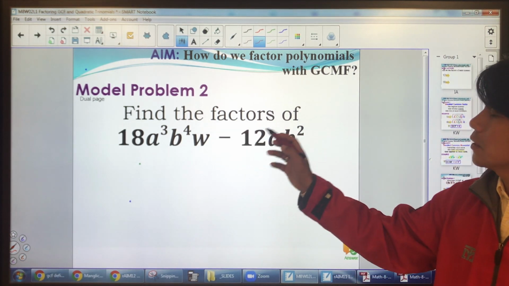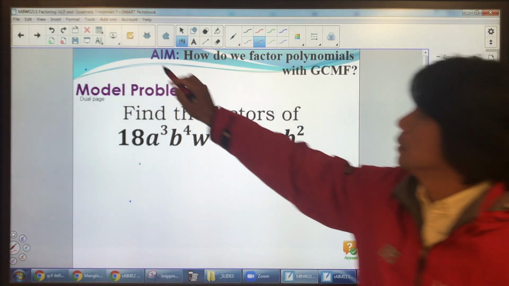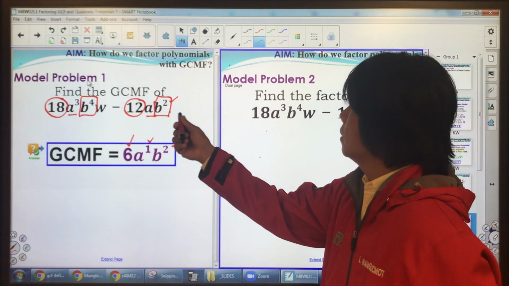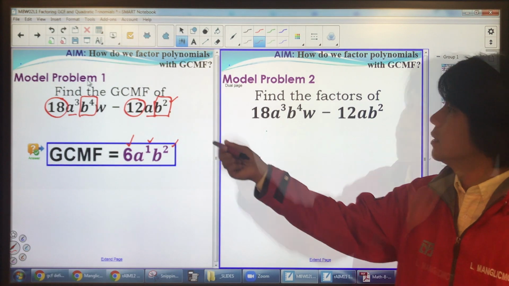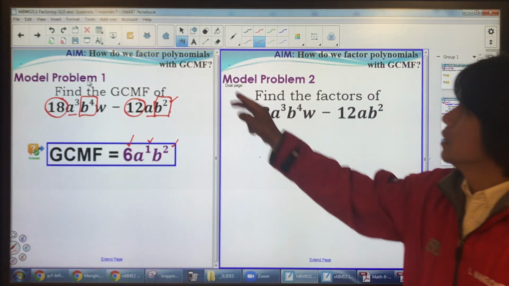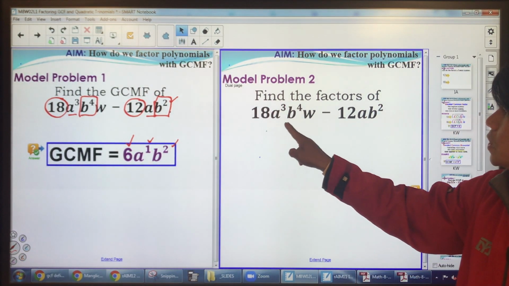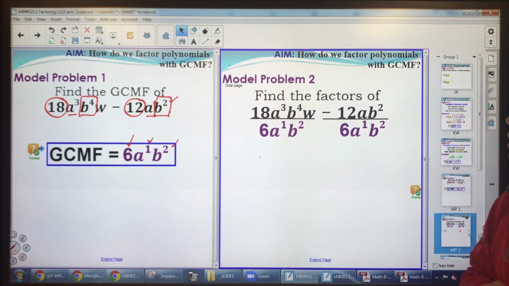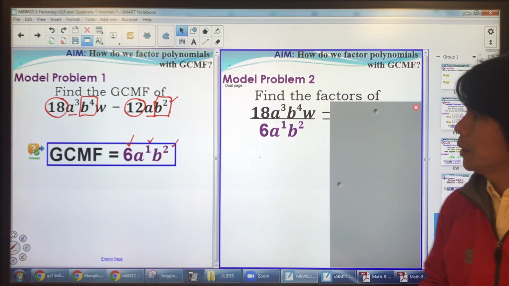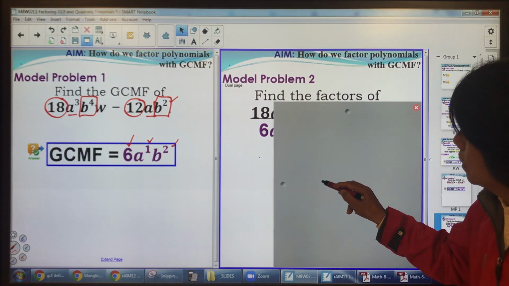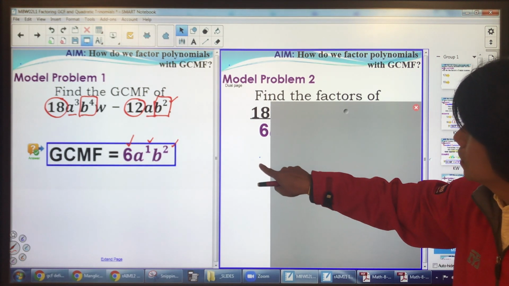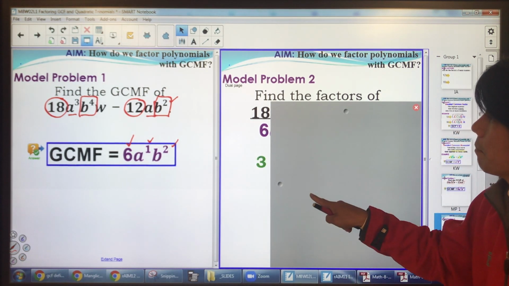It says find the factors of the same binomial. Take a look. It's the same binomial as this, right? The first step is you need to divide each term by the GCMF. There you go. Now let's do it piece by piece. Take a look here. So 18 divided by 6 is 3.